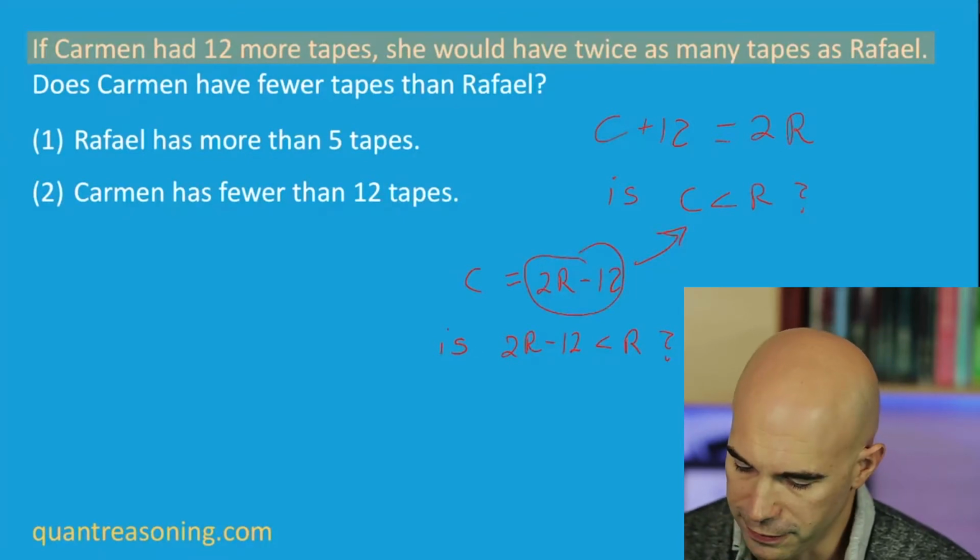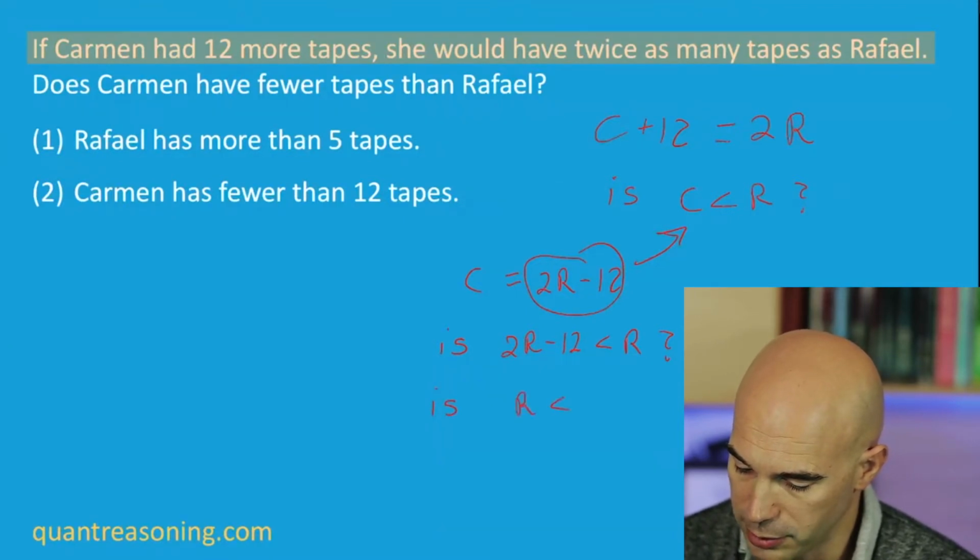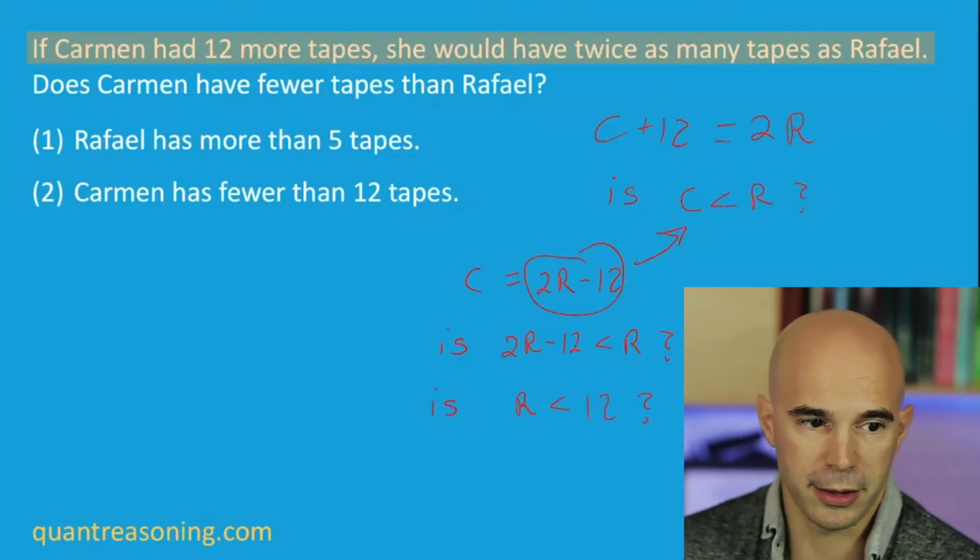And then we can simplify further. We'd subtract R from both sides and add 12 to both sides. So I'm subtracting R from both sides, I'm adding 12 to both sides. This is my rephrased question.